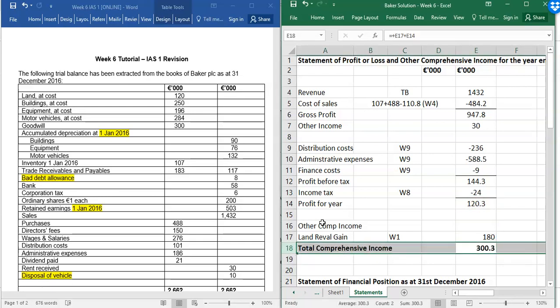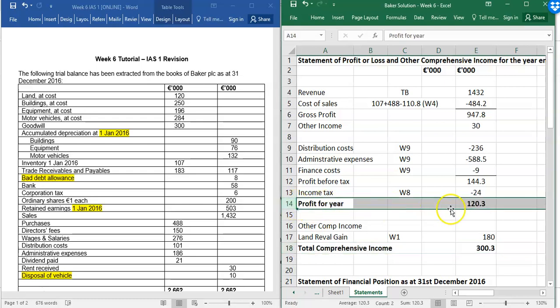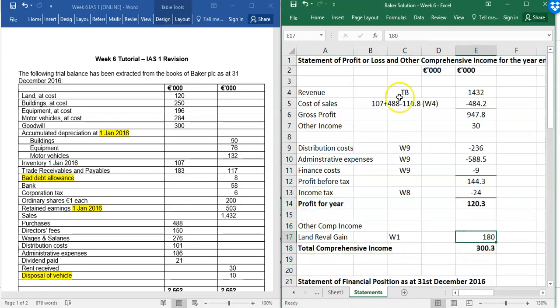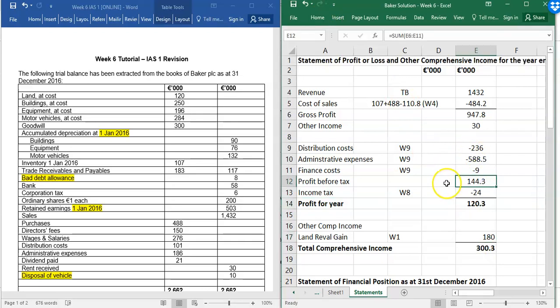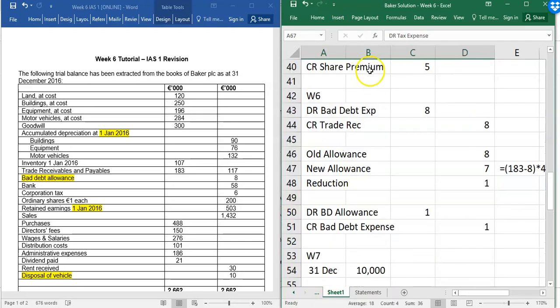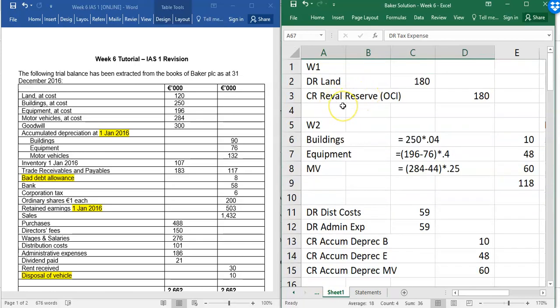So that's a key thing to watch out for. A lot of students forget. Watch when your template is done: have I any other comprehensive income? You have here, in the form of a land revaluation gain. You're not crediting the P&L. You're crediting what we call the revaluation reserve, which goes through OCI, other comprehensive income. That's a tricky one, but a bit of practice should help you along.